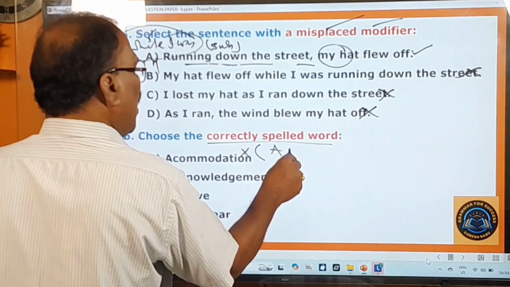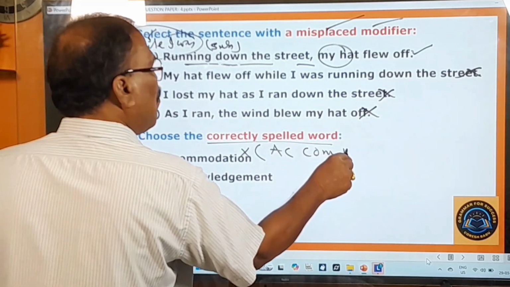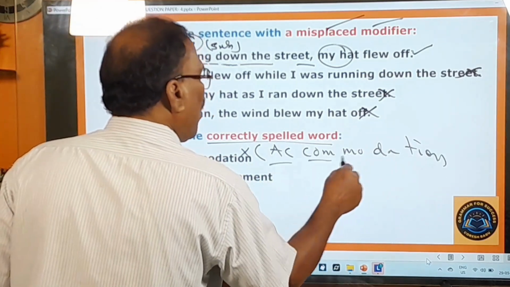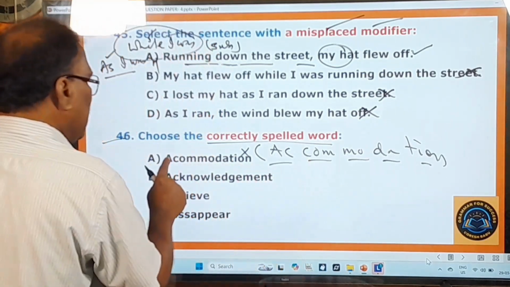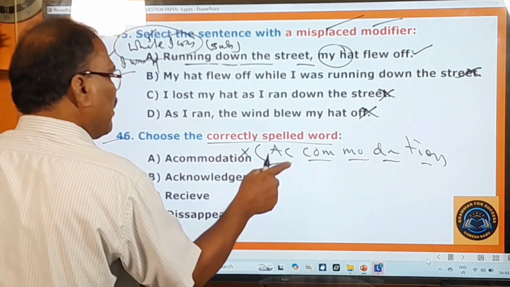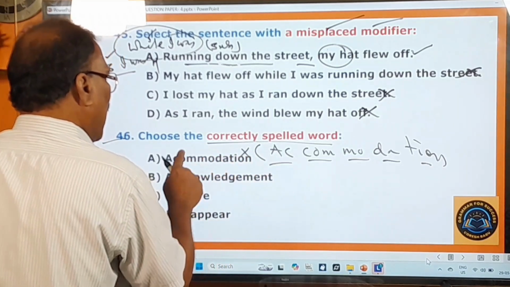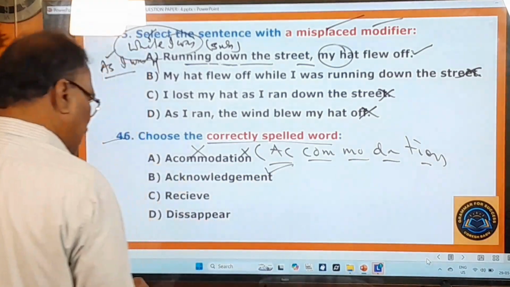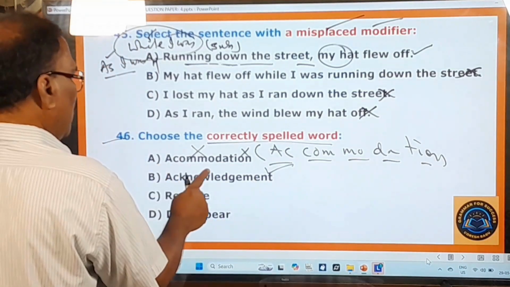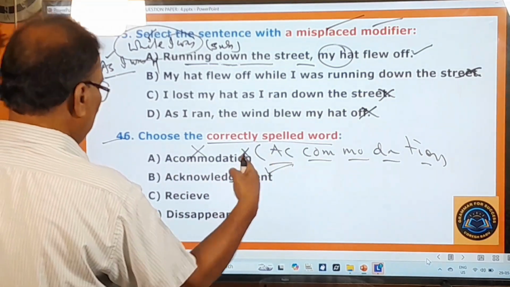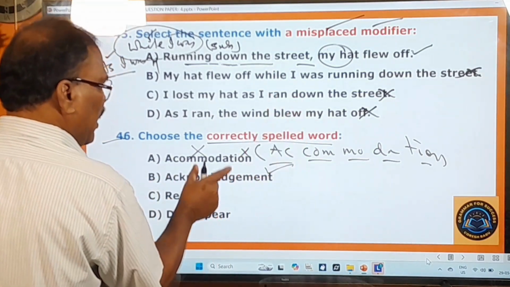It is because accommodation, what should be there? ACC must be there, ACCOM must be there. All others are okay, but one C is missing here, and therefore this is wrong. And acknowledgement, this is absolutely right. Acknowledgement, ack plus knowledge plus ment, that is absolutely correct. This is only the word correctly spelled.